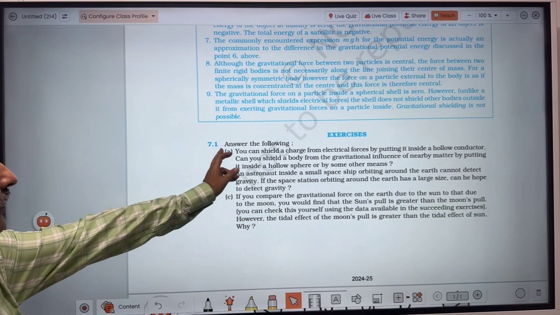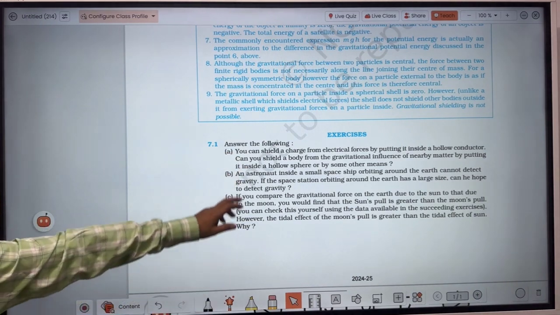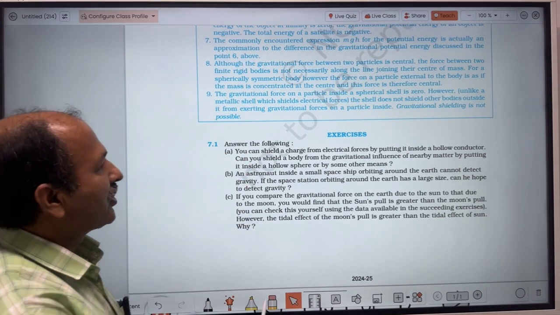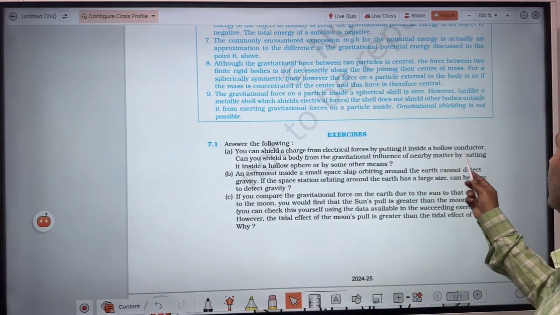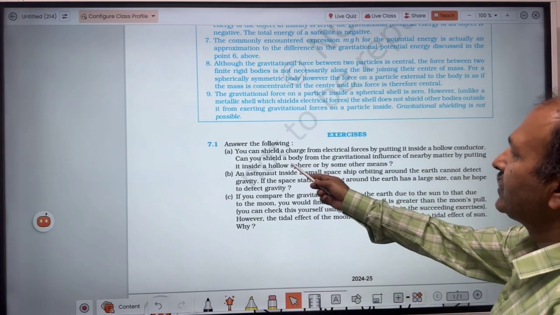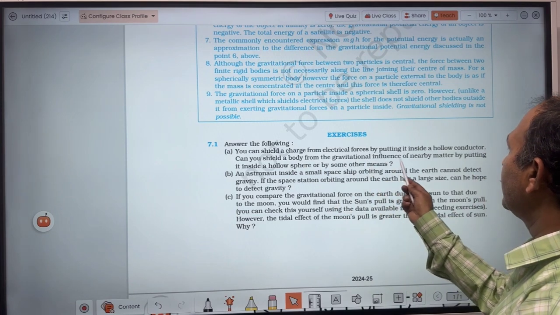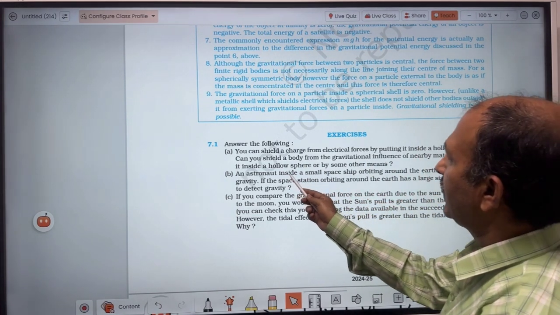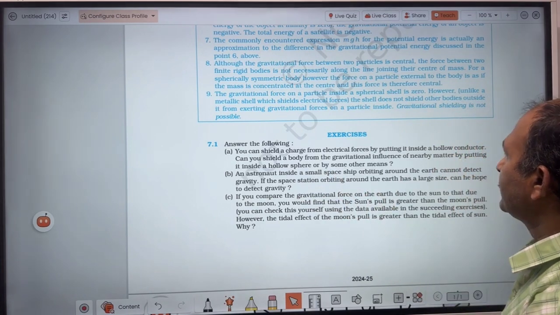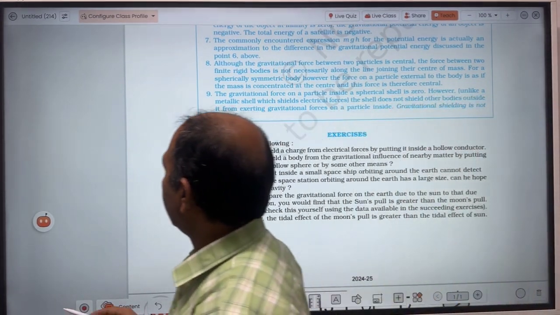Question number 1. Answer the following. You can shield a charge from electrical forces by putting it inside a hollow conductor. Can you shield a body from the gravitational influence of nearby matter by putting it inside a hollow sphere or by some other means?